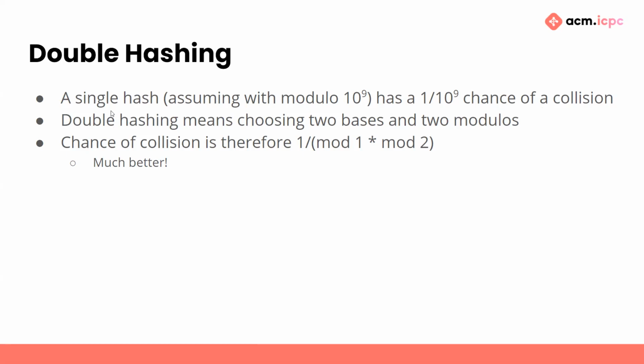So double hashing is just hashing with two different bases and two different modulos. So the chance of colliding is just 1 over all the modulos multiplied together. So because of this, you can see that you could do triple hashing or even just hashing with 4 bases, but then your code gets very long and it's not that good.